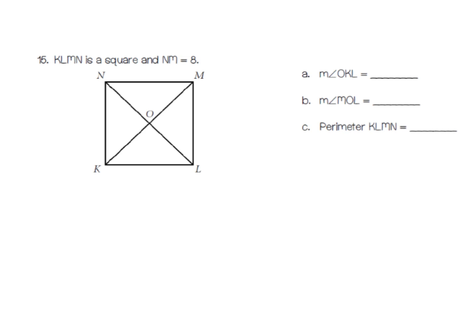KLMN is a square, and we know that NM equals 8. All right, so with the square, remember we have all those right angles. We know diagonals are perpendicular. And we just talked about in another problem how the diagonals bisect the angles. So all of these angles end up being 45 degrees. So let's say angle OKL. OKL here has to be 45 degrees. MOL is 90. Then the perimeter of KLMN, keep in mind if each side is 8, 8 times 4 is 32.